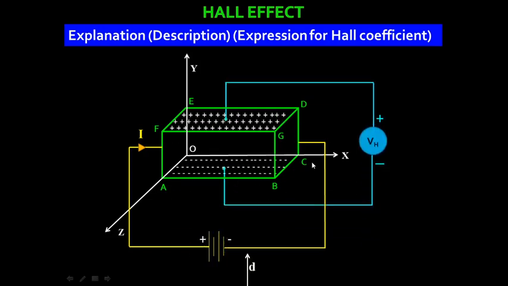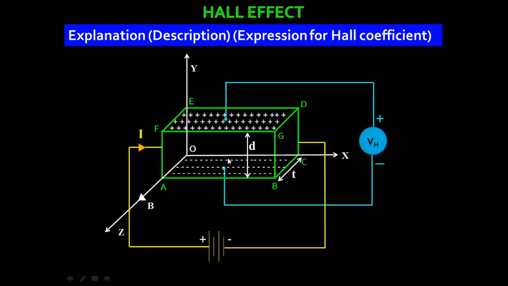Suppose this semiconducting slab has thickness d and width t. So t is the width and d is the thickness of this semiconducting material. Suppose magnetic field B is applied in the positive z direction. So this is the direction of the magnetic field.